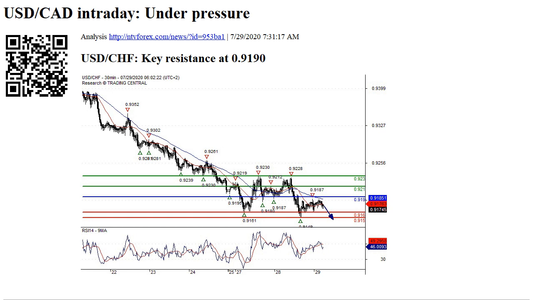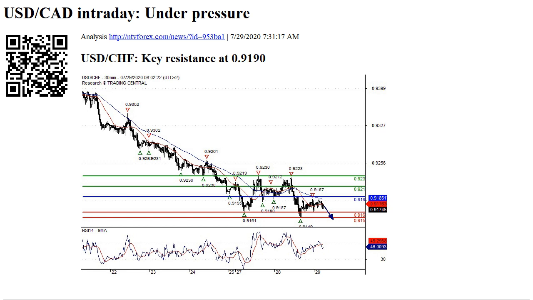7/29/2020 7:31:17 AM. USD CHF key resistance at 0.9190. Stay on top of the markets with Swissquote News & analysis. Pivot invalidation 0.9190. Our preference short positions below 0.9190 with targets at 0.9160 & 0.9150 in extension.